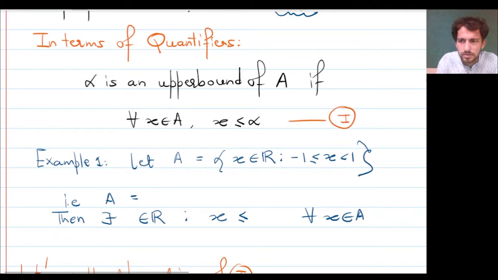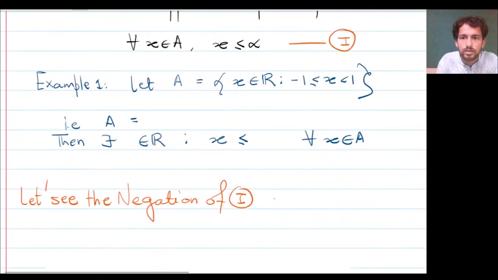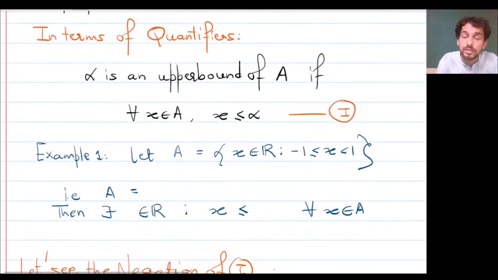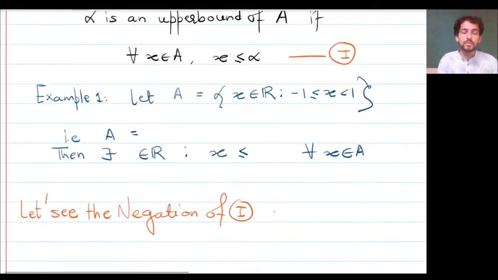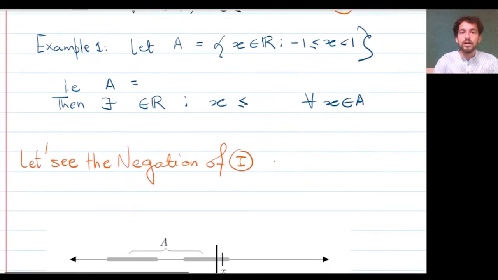Let's look at some examples, and I noted this as equation 1 because I'll be making some observations later. Let's try to see what the first example says. Let's suppose my A is the collection of those real numbers which lie between -1 and 1, including -1, but 1 is not included. So that is all those real numbers which are greater than or equal to -1 and strictly less than 1.